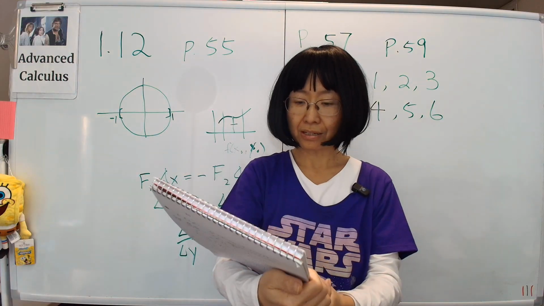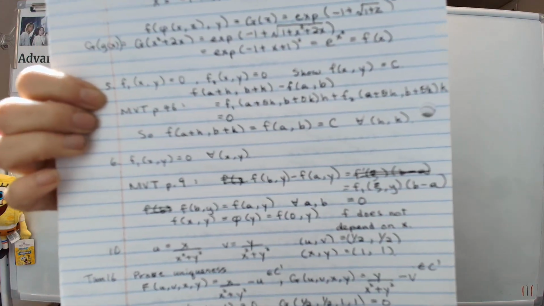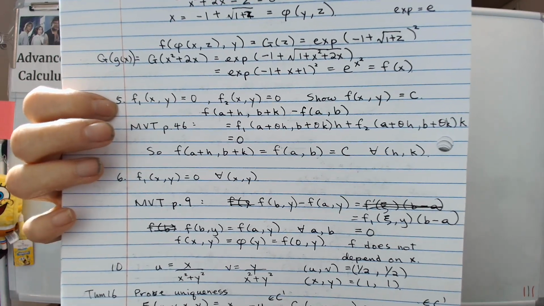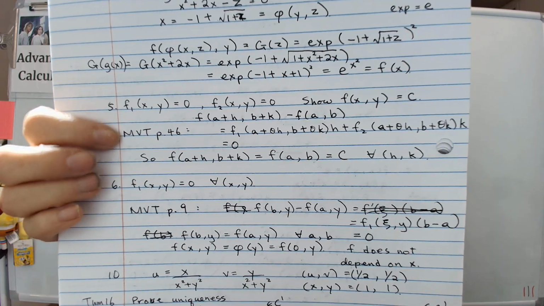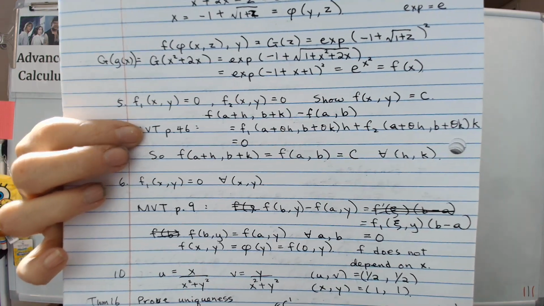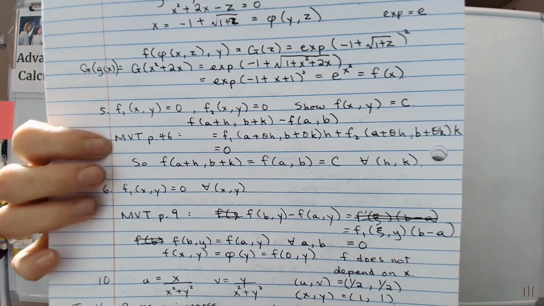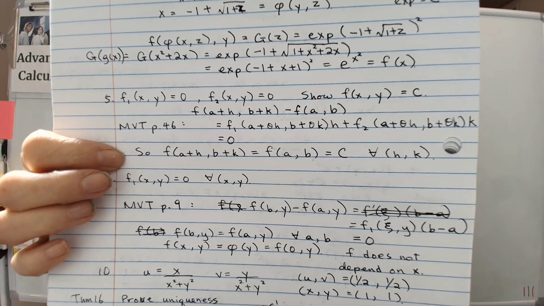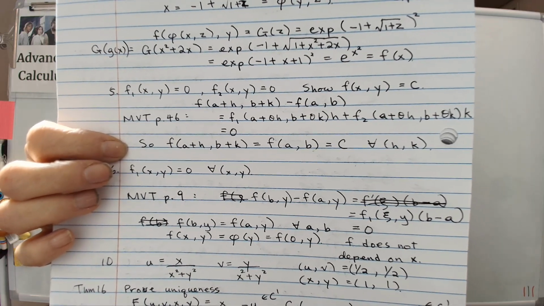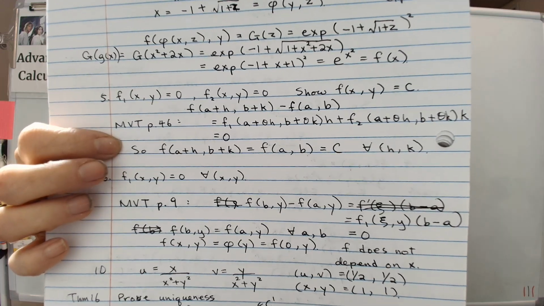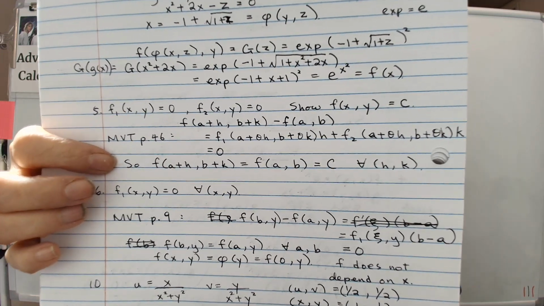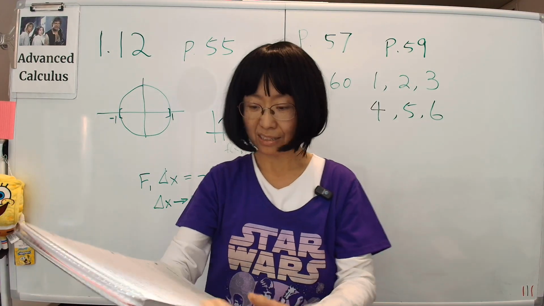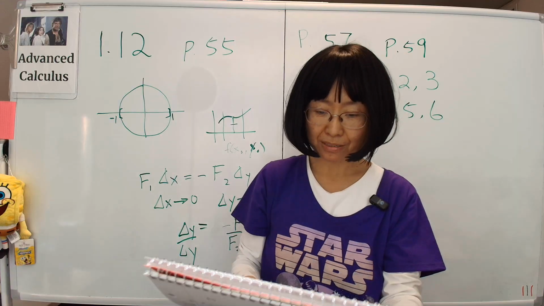Problem 5 is if you have two partial derivatives equal to 0, then the function has to be constant. The reason for that is you slap on the MVT from page 46, the mean value theorem for 2 dimensions, and you soon notice that the difference between any 2 values of f is always 0, which means that they're the same, which means the function is constant. Okay, that's that. And I think the next problem, problem 6, is similar.